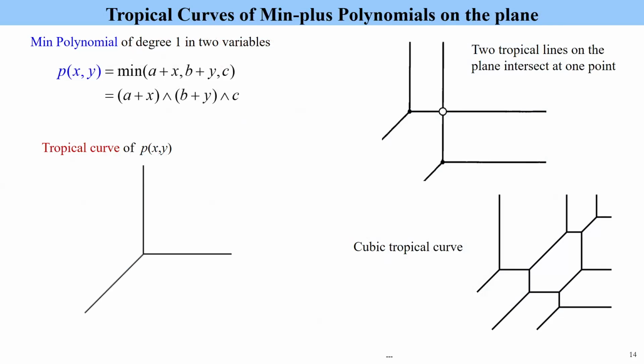So we have seen min-plus polynomials of degree 1 in two variables, of degree 2. They are tropical curves. Two tropical lines on the right on the plane intersect at one point. Below, you see an example of a cubic tropical curve, and so on.